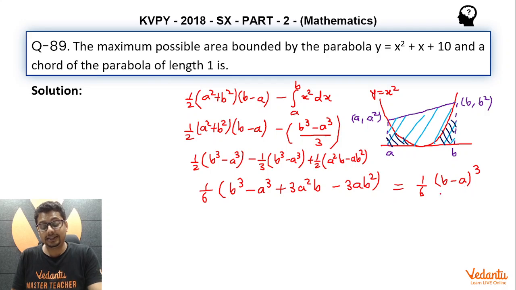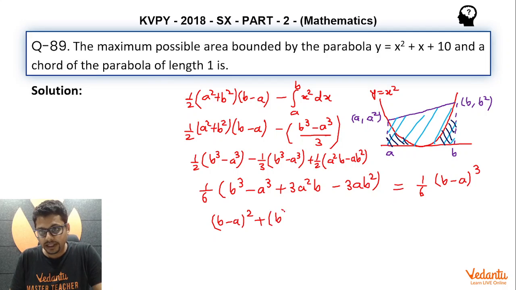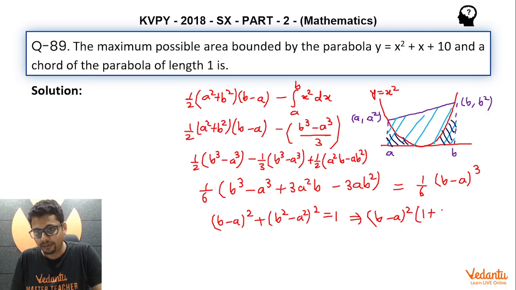Even if you are still not convinced, let me show you. The length of this chord is 1. So that means the square of the length of this chord is also 1. So using the distance formula, I would essentially get b minus a whole square plus b square minus a square whole square, and this is 1. So that essentially means b minus a whole square you may take common, and what you get is 1 plus b plus a whole square equal to 1.